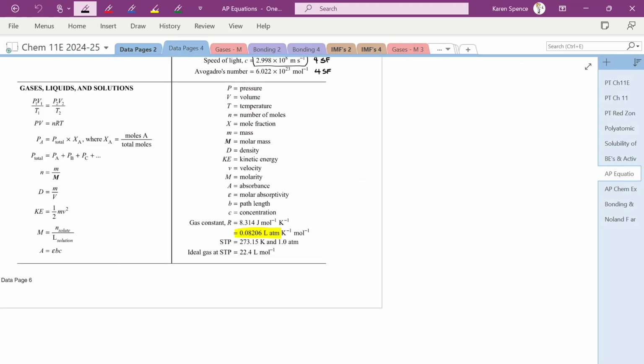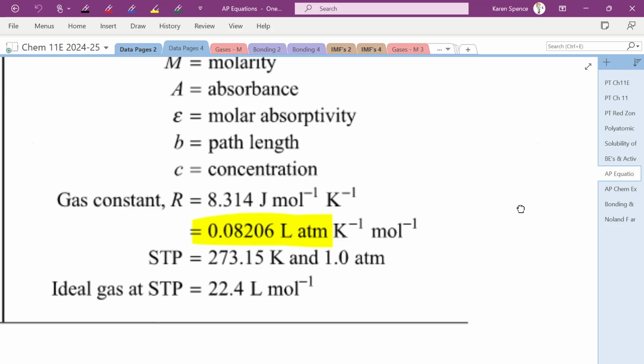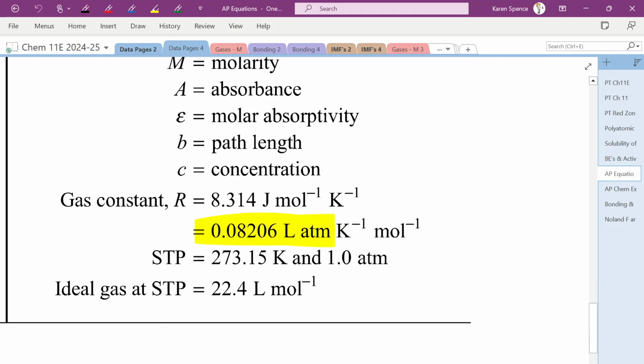Again, on our data pages, we can look and we can see they have given us a couple of values. They've given us one that is in joules per mole Kelvin. Don't forget, -1 means per mole per Kelvin. But the one we're going to be using is 0.08206 liters times atmospheres per Kelvin per mole. That's the one we're going to be using because we are using volume, liters. We are using pressure, atmospheres. We are using Kelvin, temperature, and we are using N, moles. So that's the one we're going to use.